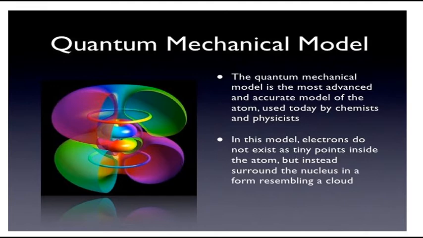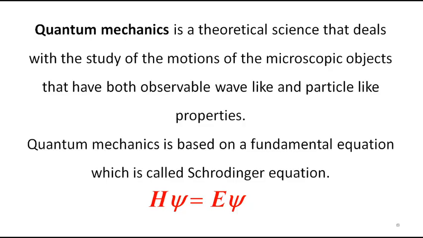Quantum mechanical model. It is the most advanced and accurate model of the atom used today by chemists and physicists. In this model, electrons do not exist as tiny points. Till now we were thinking that electrons are tiny points just rotating in circular orbits. But instead, they surround the nucleus in the form of a cloud. Why do we say in the form of a cloud? I'll discuss it later.